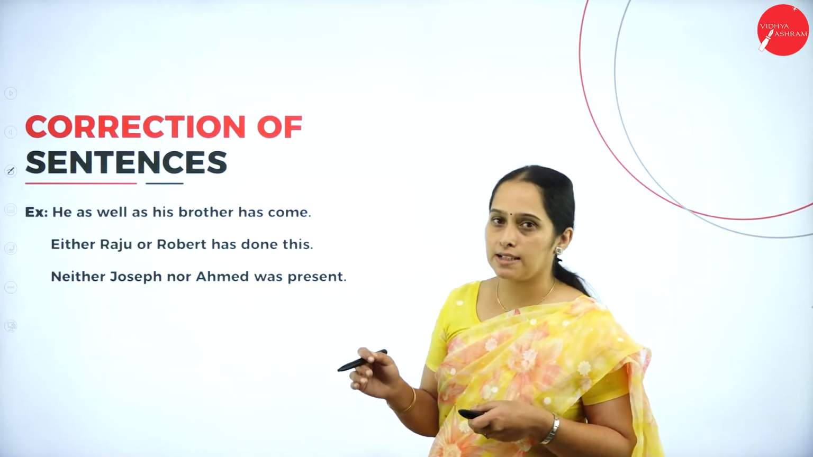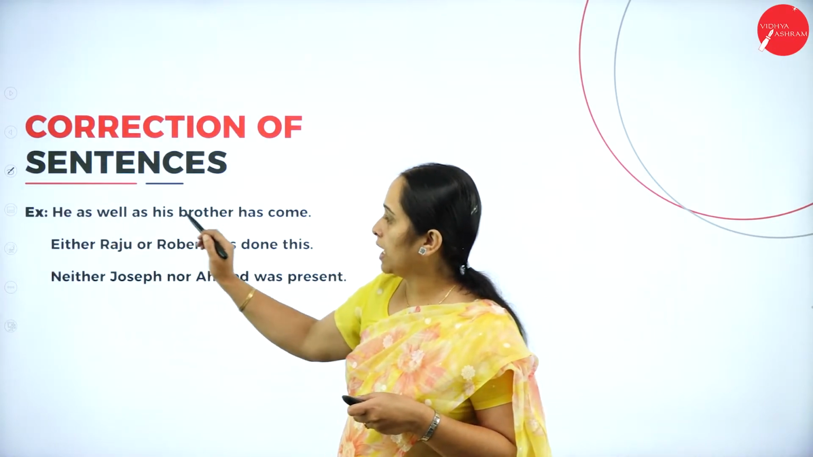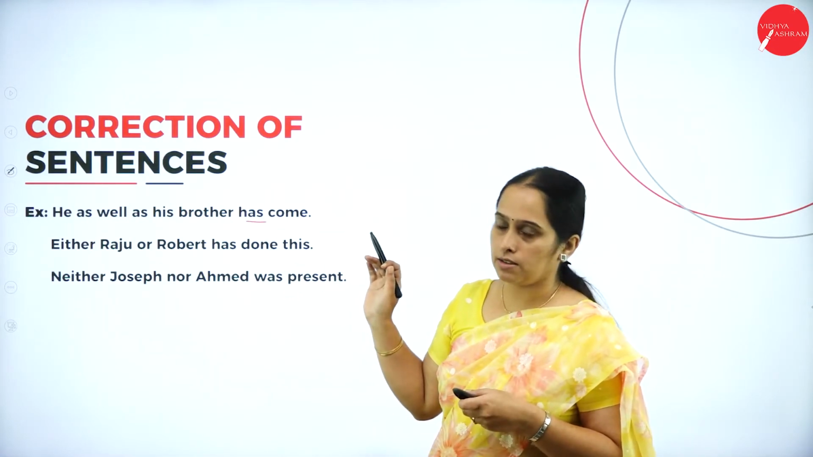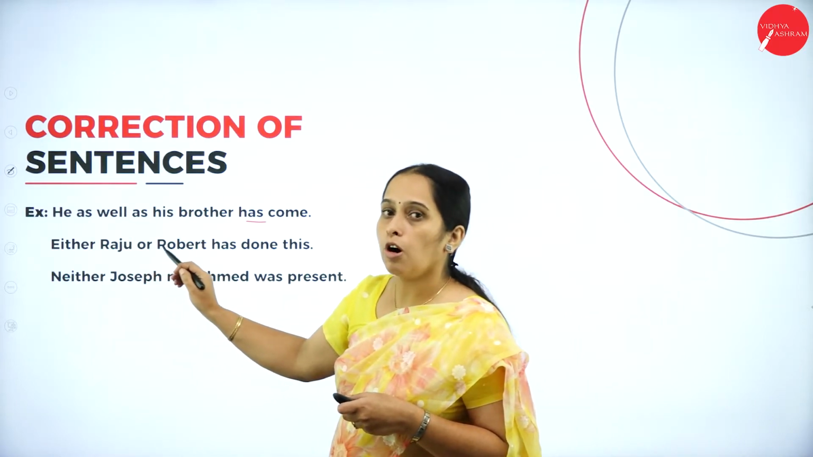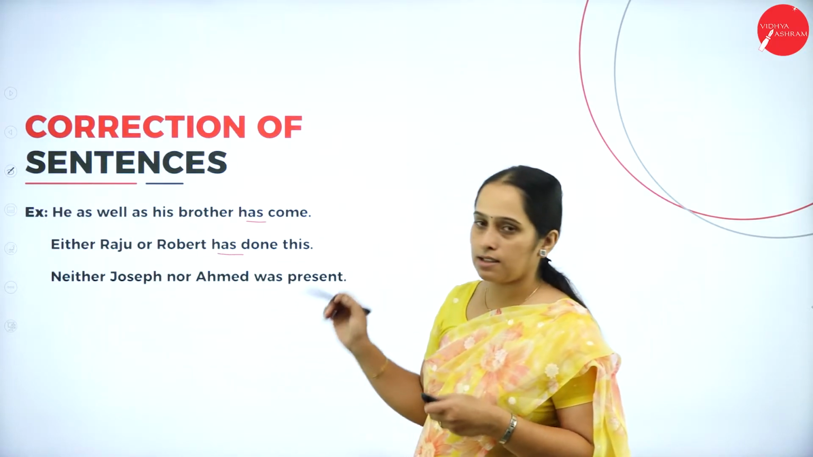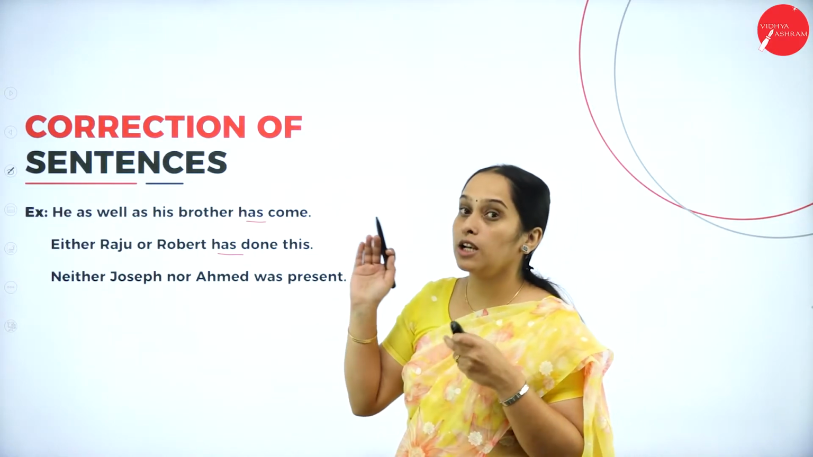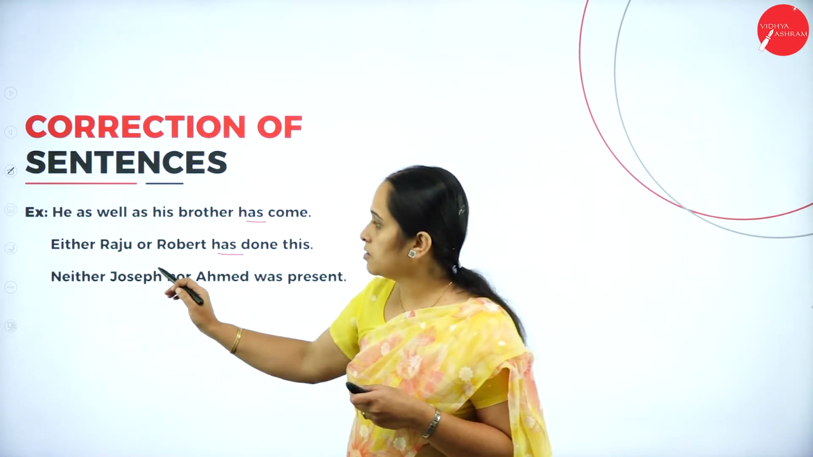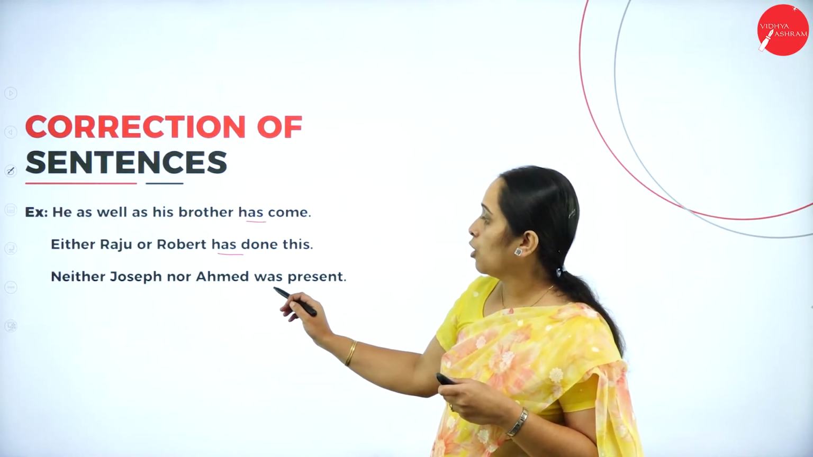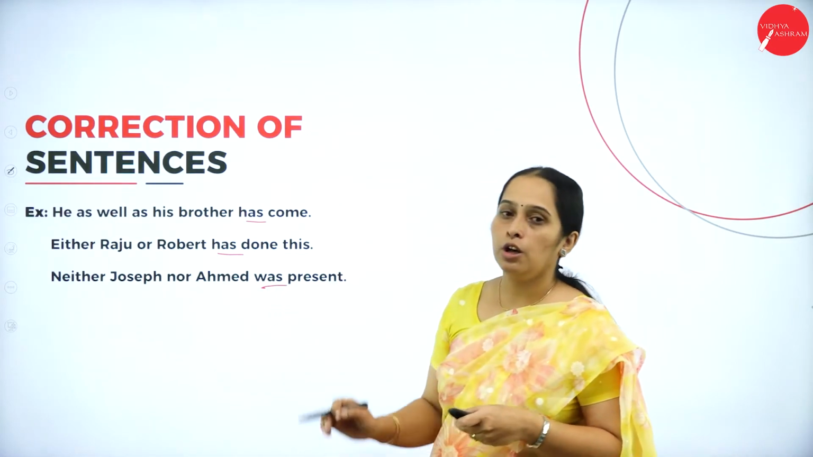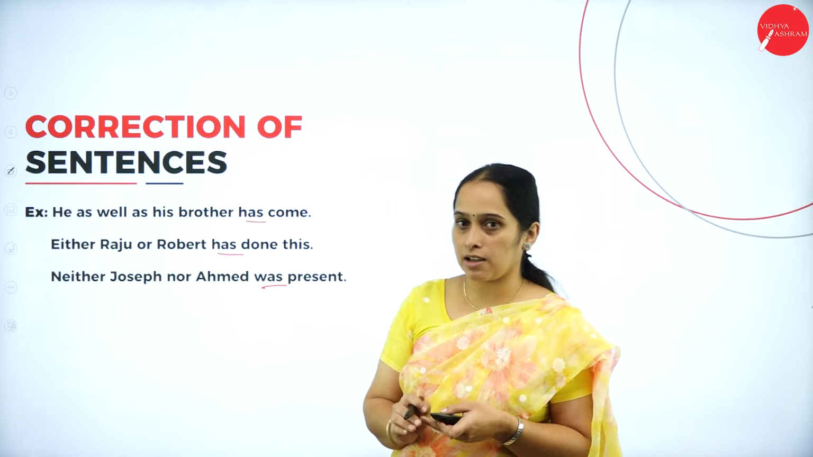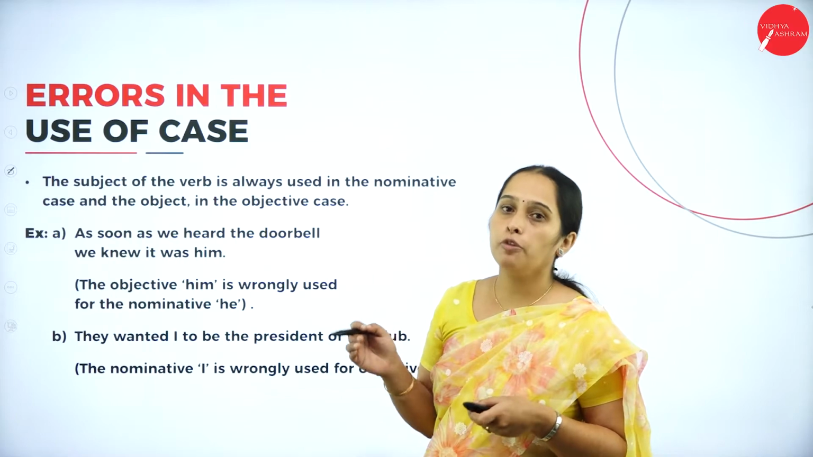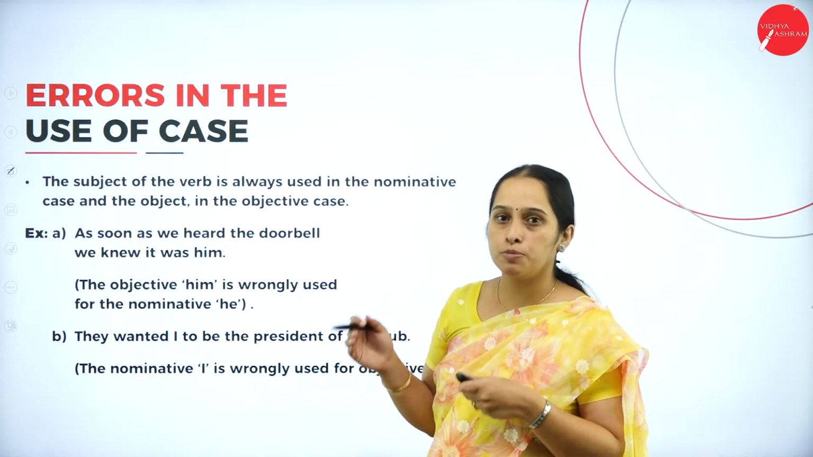So let's look into the examples. He as well as his brother has come. We have not used have here. Either Raju or Robert has done this. Here we are considering only the singular, so we have not used have. Neither Joseph nor Ahmad was present. Here also we have not used were. Got it? Next one.